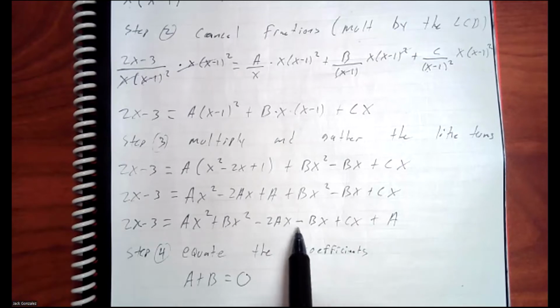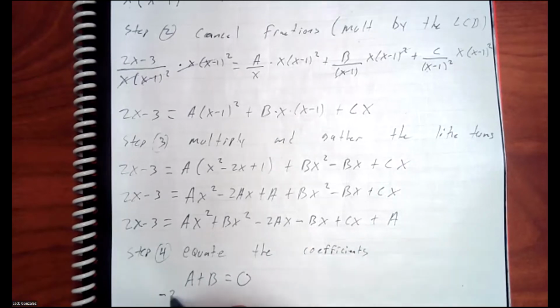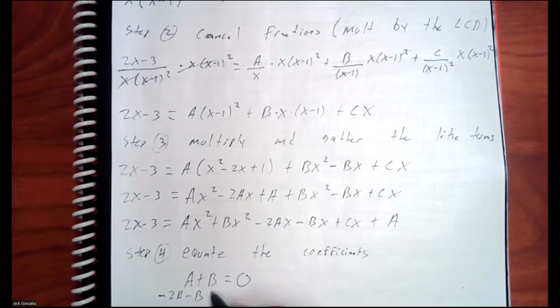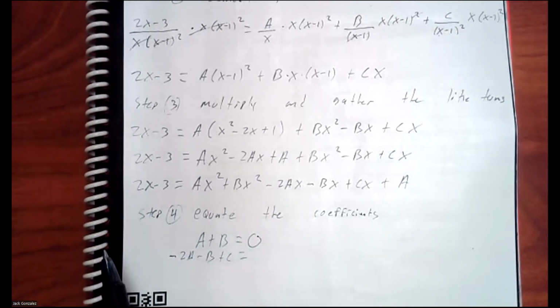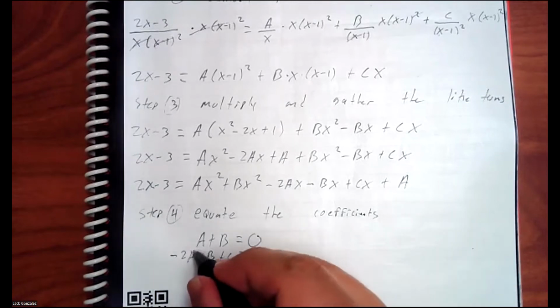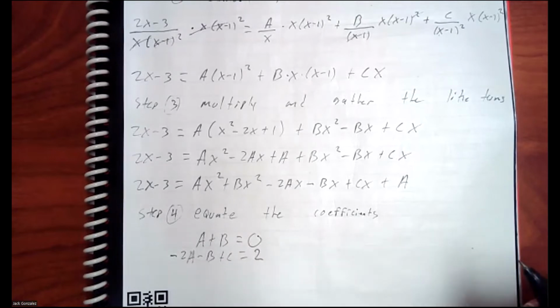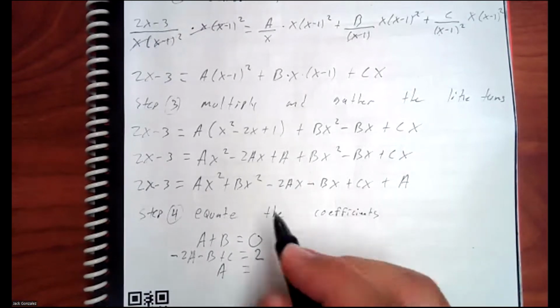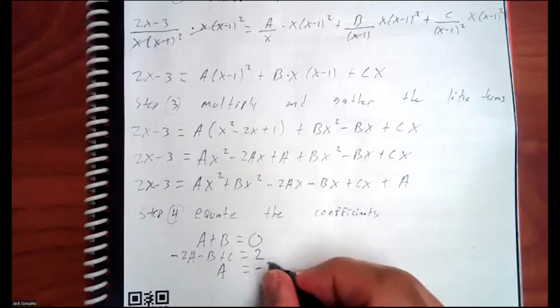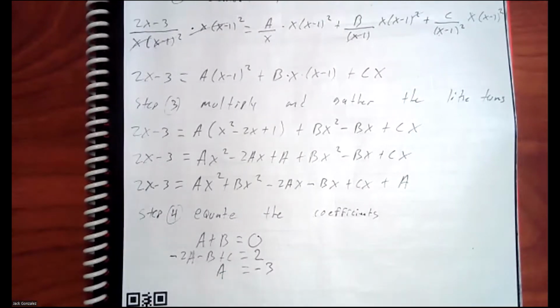Now look at the x terms. You have a negative 2a, b, and c. Do we have an x term on the left? So we set this equal to that number. Okay. Then you look at the constant. We only have 1. Set that equal to the constant. Any questions on the equate the coefficient part?